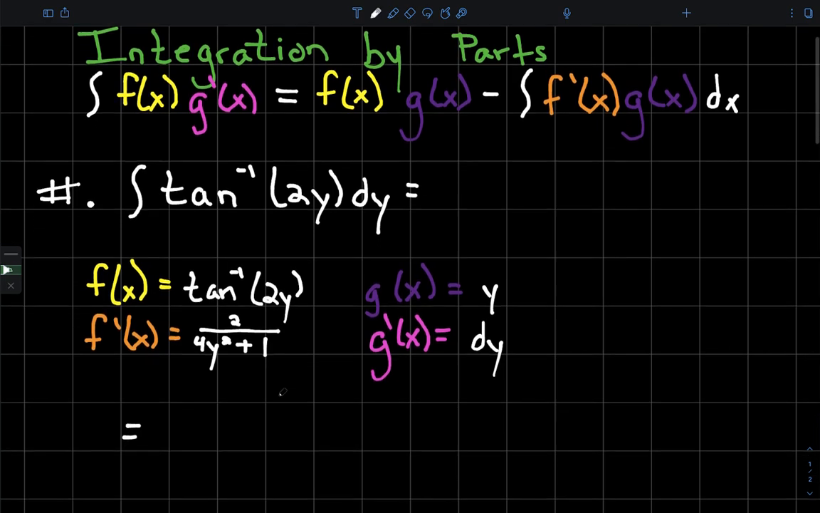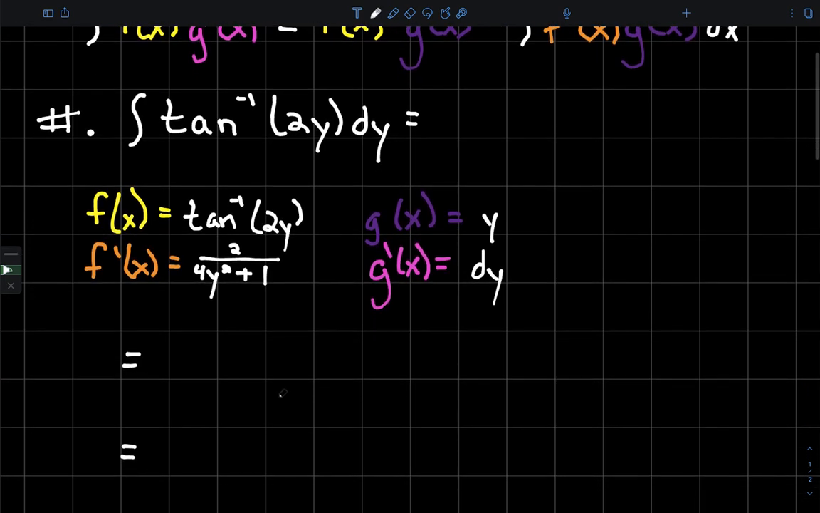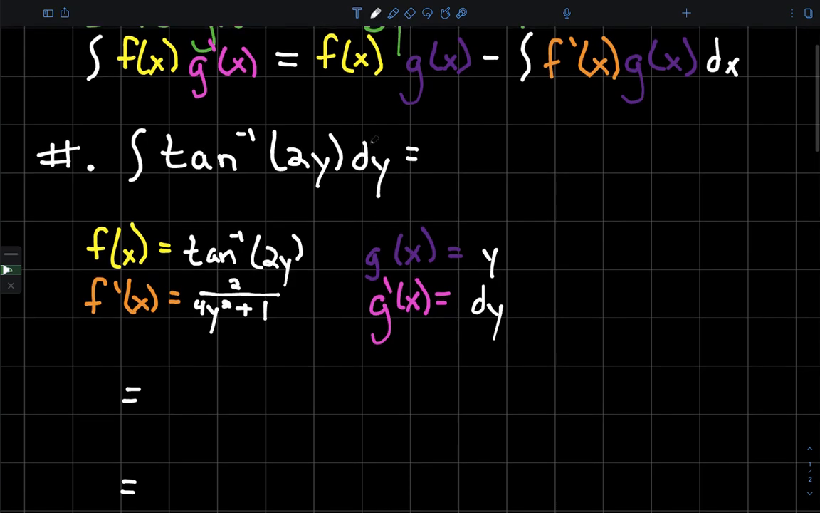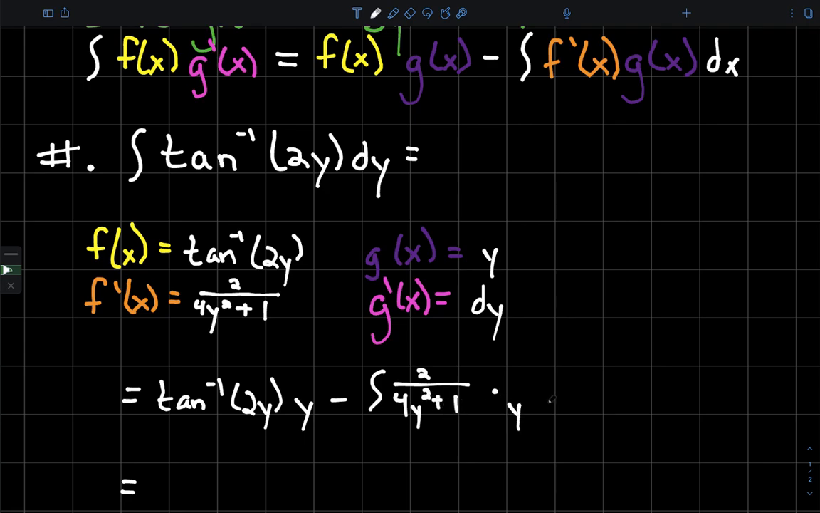So now let's put all of our pieces together. Again, we're just plugging in here: f of x, g of x, minus the integral of f prime of x, g of x dx. So just match your colors. Arctan 2y times y, minus the integral of 2 over 4y squared plus 1 times y dy.